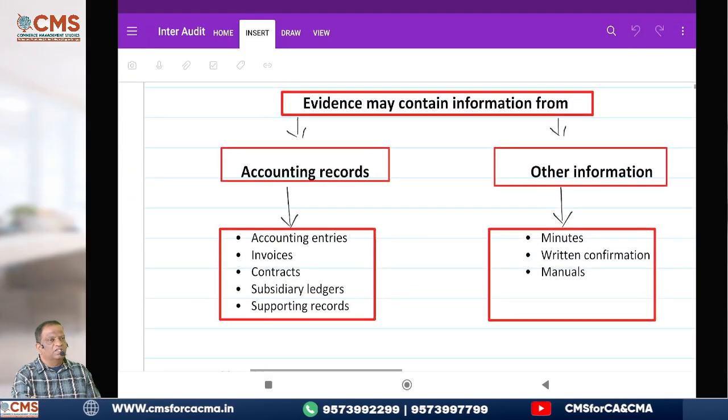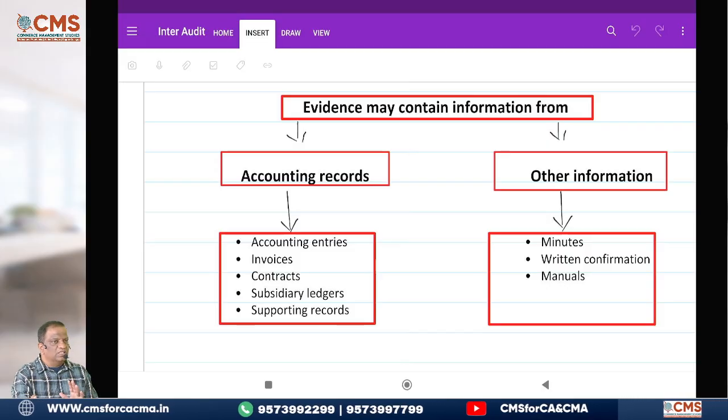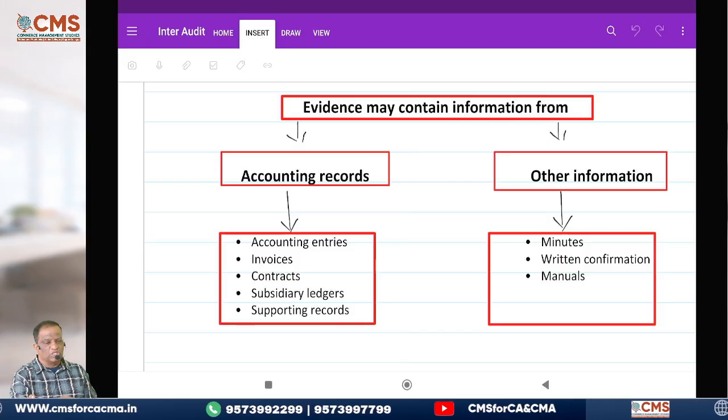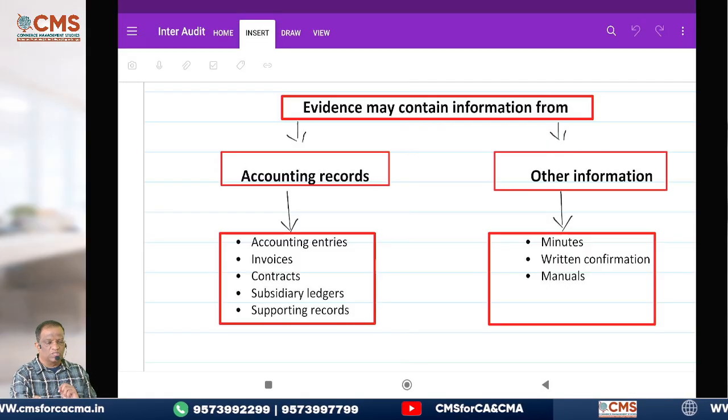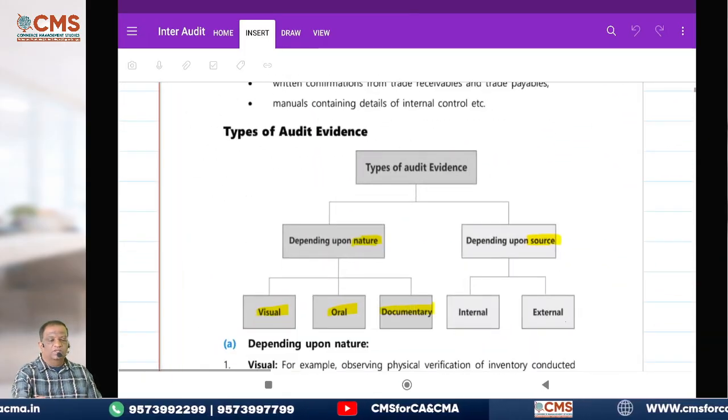So I'll repeat it. The audit evidence doesn't come only from accounting records. Certain evidence you gather even from other information like minutes, written representation and all. That is what he is talking about here.